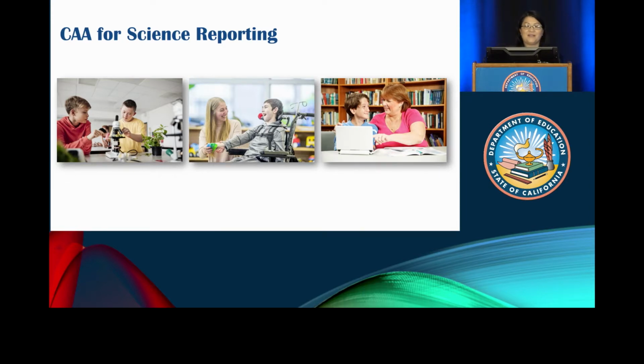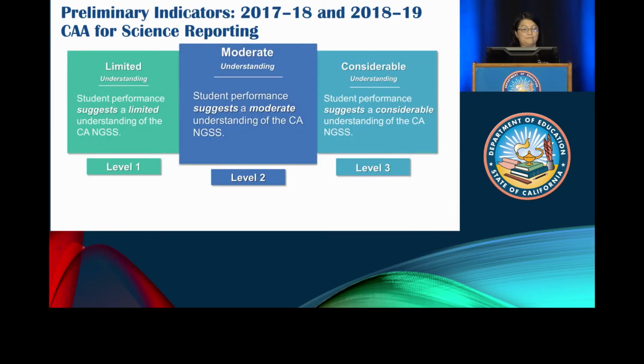Okay, next I will describe what to expect for the California Alternate Assessment for Science reporting. We will use the preliminary indicators for reporting results for the 2017-18 pilot test year 2, and for the 2018-19, this year, which is the field test administration. These preliminary indicators include a percent of items answered correctly and an indicator category. They offer only a general indication of students' content knowledge.